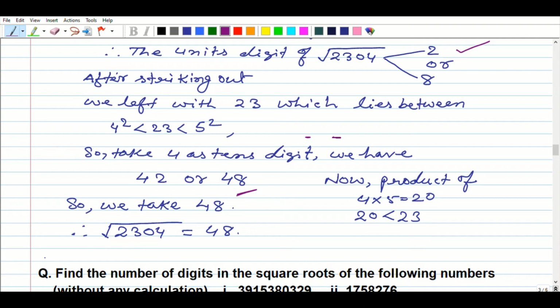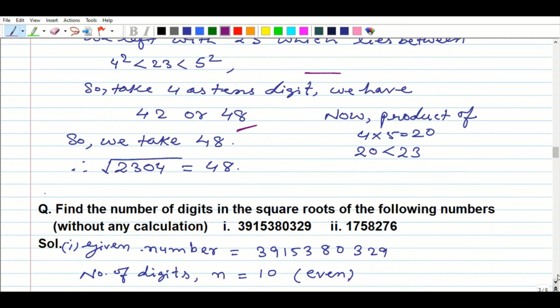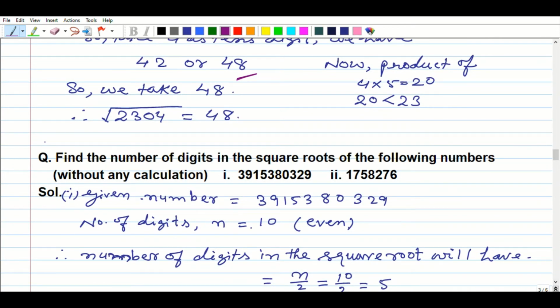If a perfect square has n digits, then its square root will have n by 2 or (n plus 1) by 2 digits. When will it apply, let's see. If n is even, that is, the number of digits in the given number is even, we will use n by 2. Then we get the number of digits in the square root.